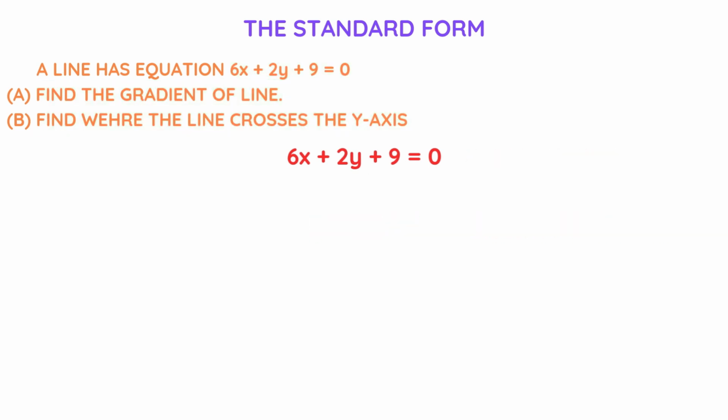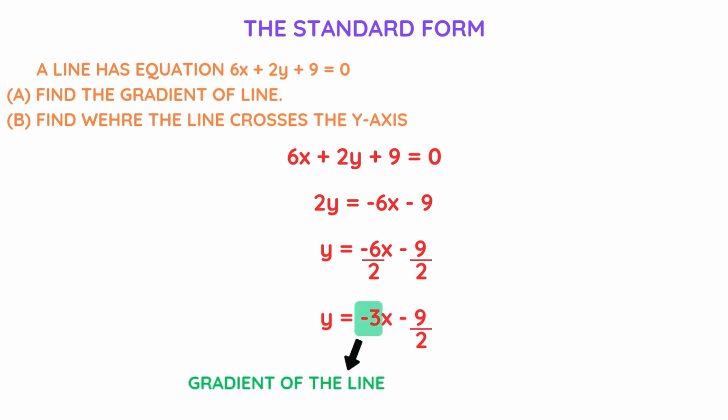For this, we are going to make y the subject of the formula. First, we will subtract 6x and 9 on both sides, and then we will divide by 2 on both sides. Finally, we will get y is equal to negative 6 over 2 times x minus 9 over 2. That is, y is equal to negative 3 times x minus 9 over 2. So the gradient of the line is negative 3 and the point at which it crosses the y-axis is negative 9 over 2. Let's summarise.